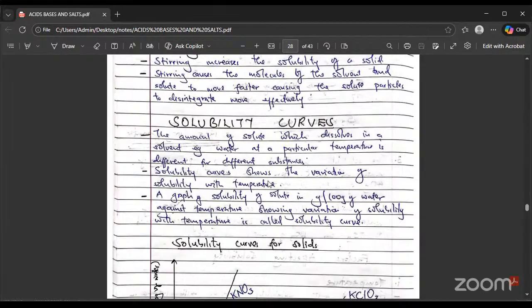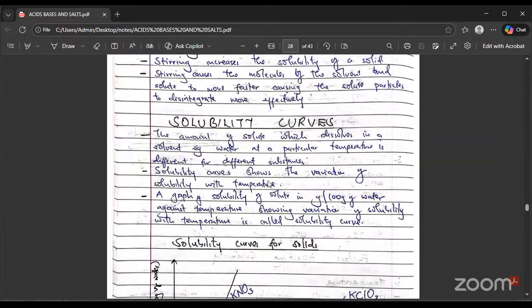So the amount of solute which dissolves in a solvent, e.g. water, at a particular temperature is different for different substances. Of course, you are talking about that one. Solubility of different salts is different at a particular temperature. So each temperature affects the solubility of each solute, which is now the salt in that case, differently.